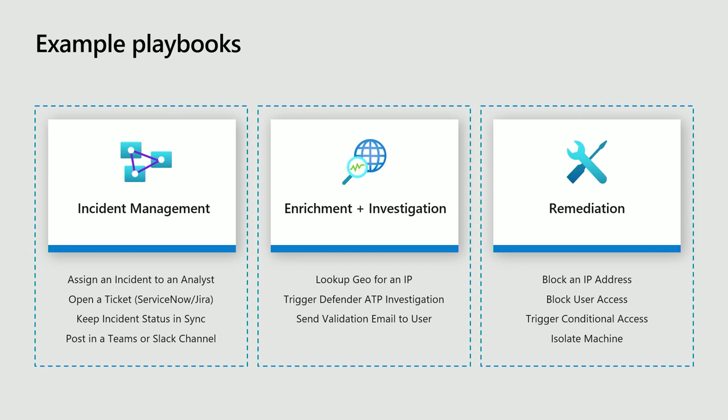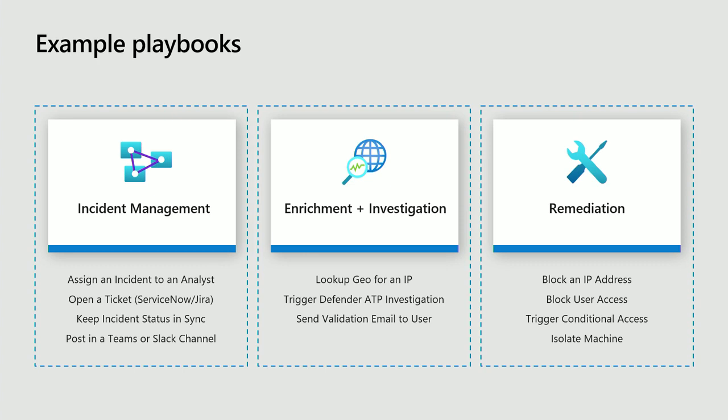Another important area for automation is enrichment and investigation. So being able to look up a geo for an IP address, for example, or to trigger an automated investigation in Microsoft Defender ATP, or to send a verification email to a user. So if you see a suspicious login, you can send that user a notification and say, hey, was this you? And if they say, no, that wasn't me, you can get that assigned to an analyst. You can reset that user's password or apply conditional access.